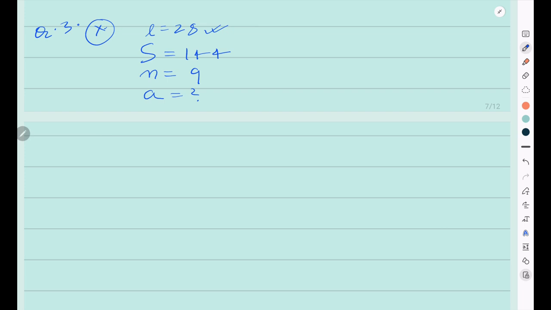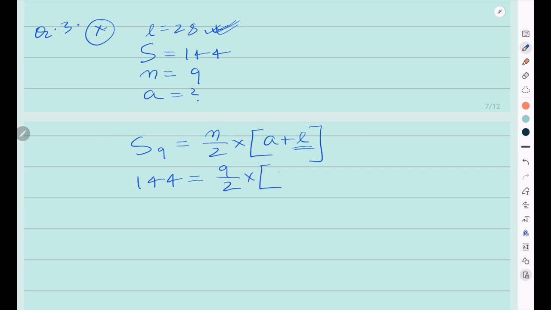So the formula is that S9 is again n by 2 multiplied by first term plus last term. Here we will use this formula. Why? Because we know the last term, so this is what we can use. So S9 is given, the sum of all 9 terms is 144, and there are 9 terms, so n is equal to 9, and then a we don't know, plus l we know, 28.